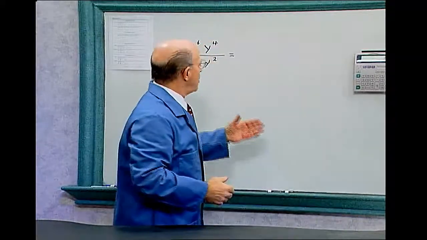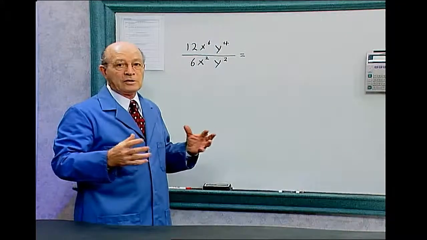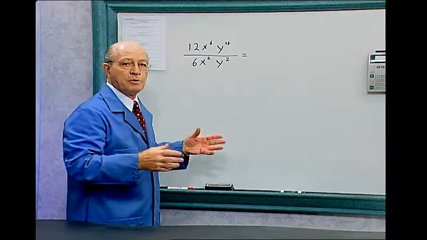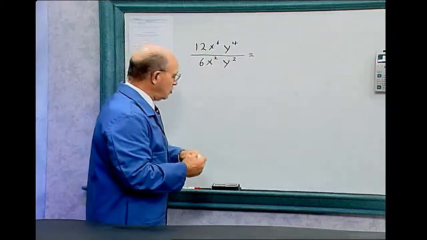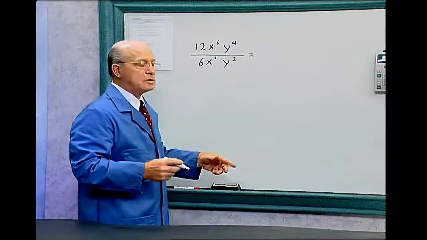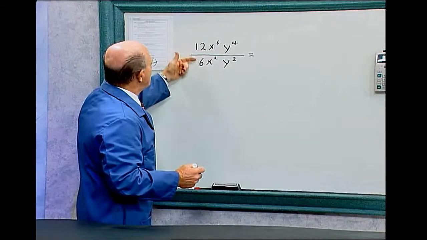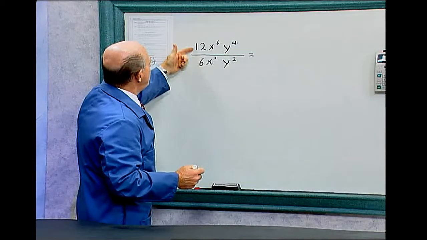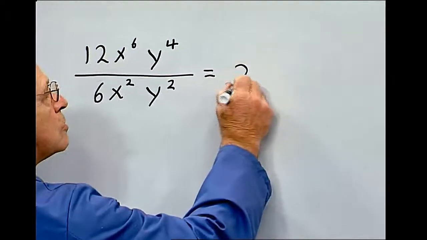Now, I have a problem here on the board that, if you look at it, looks scary. You say, boy, that's very difficult. But it's very simple rules. Now, you learned already a little bit about exponents, and what you do when you divide with exponents is you just subtract. Now, let's first of all start with a divide 12 by 6, and that will equal 2.